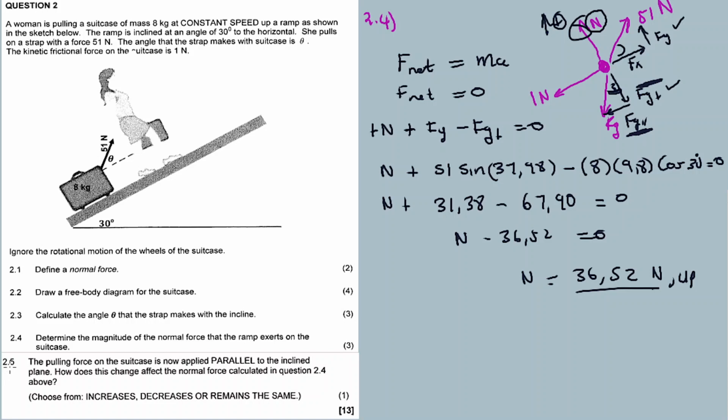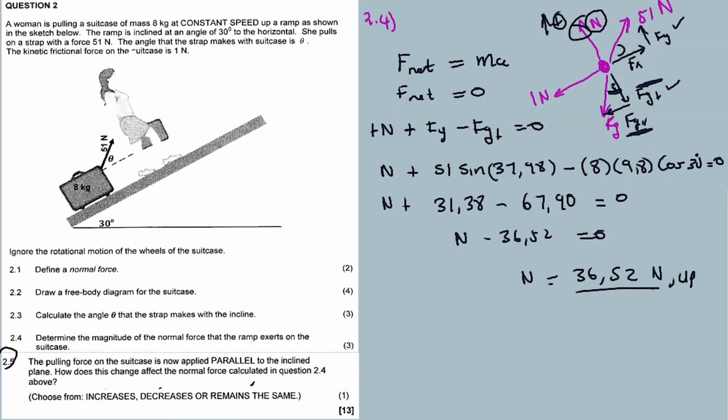Now 2.5, the last question: the pulling force on the staircase is now parallel to the inclined plane. How does this change affect the normal force calculated in 2.4 above? Does it increase, decrease, or remain the same? We need to choose. There's no reasoning, it's just choose: increase, decrease, or remain the same.